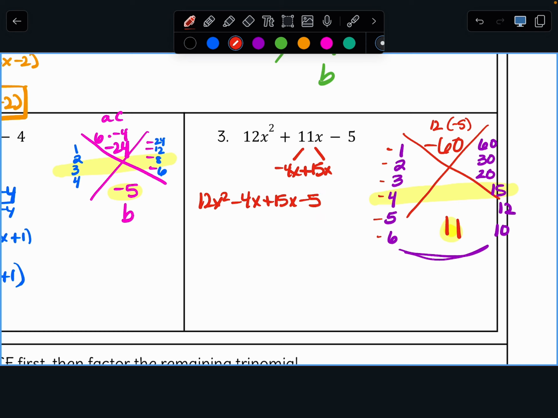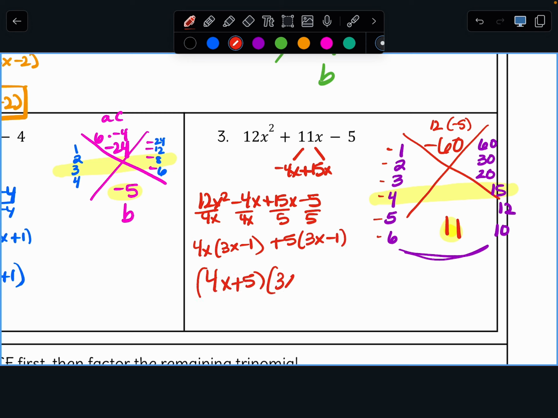I can divide my first two terms by 4x, and my second two terms by 5. 4x times 3x minus 1, plus 5 times 3x minus 1, gives 4x plus 5, 3x minus 1. If you follow the process and just do the same steps over and over again, it becomes easier and more of a pattern that you can follow through.